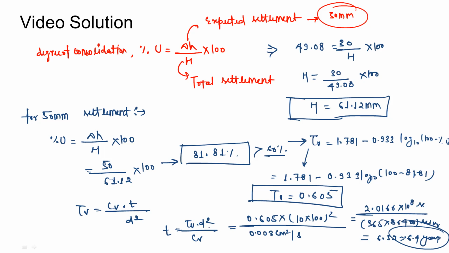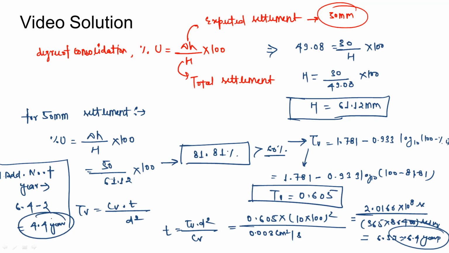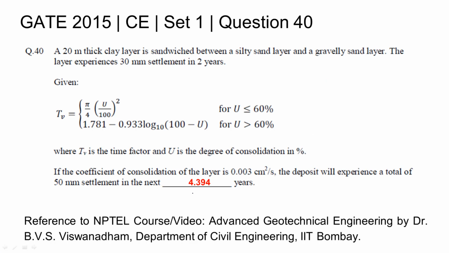But we have to calculate the additional number of years because already 30 mm settlement has occurred in 2 years. So the additional number of years for further settlement will be 6.4 minus 2, that will be 4.4 years. So 4.4 will be our answer. For this question, 4.394, or we can round it to 4.4, will be our answer.